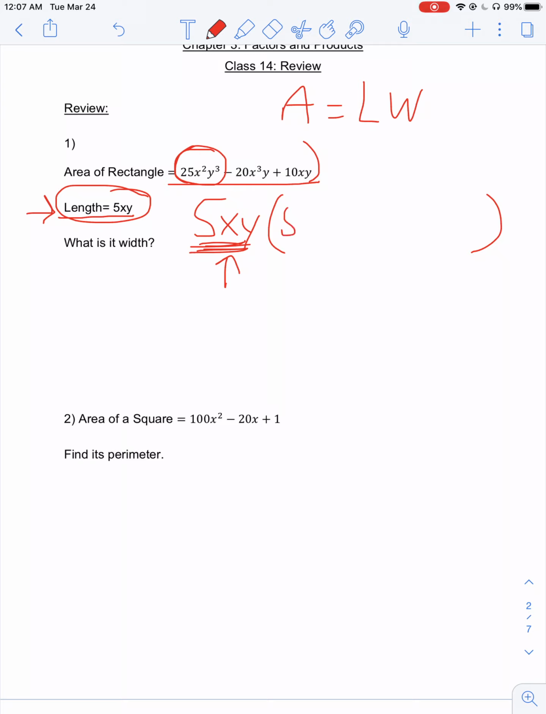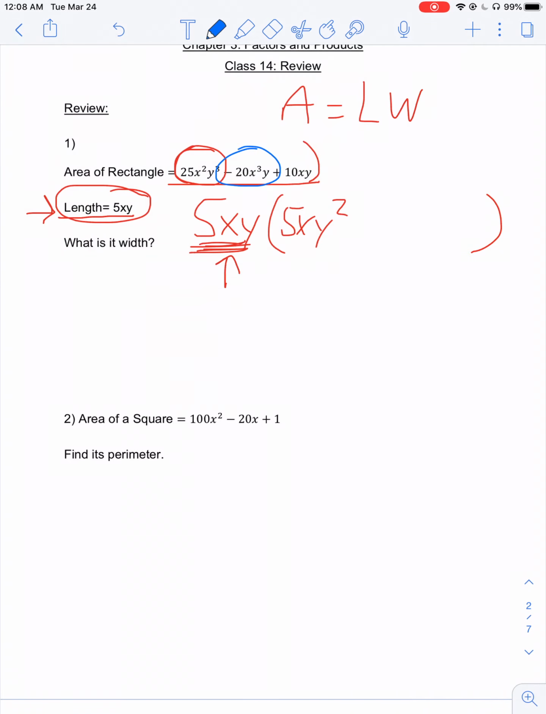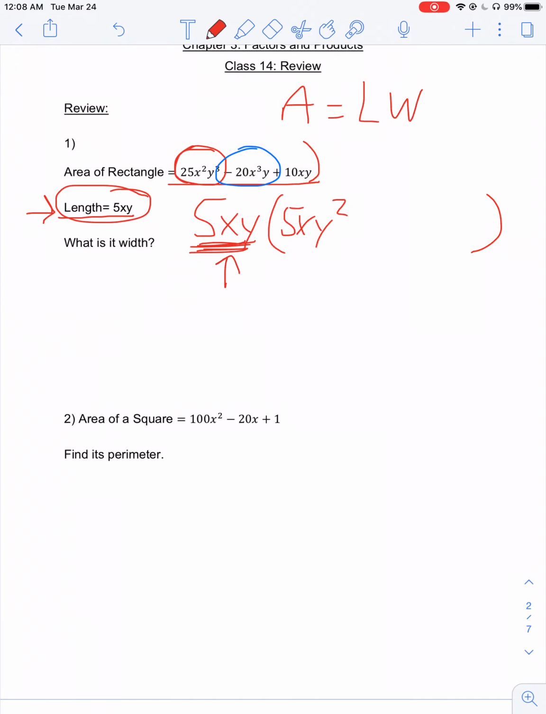Well, 5 times 5 will give me 25. X times x will give me x squared. And y times y squared will give me y cubed, okay? Then focus on the next term, which is minus 20x cubed y. So again, ask yourself this question. What do I need to multiply this 5xy by to get this? So 5 times minus 4 will give me minus 20. X times x squared will give me x cubed. And the y is already there, so I don't have to add a y, okay?